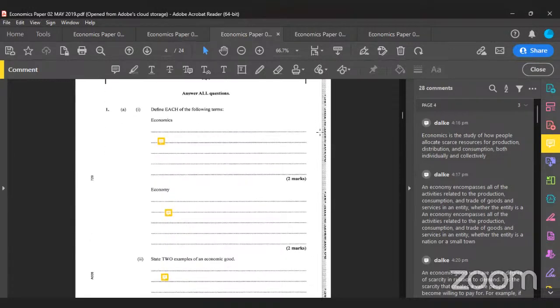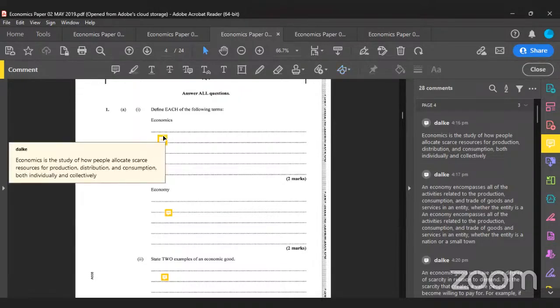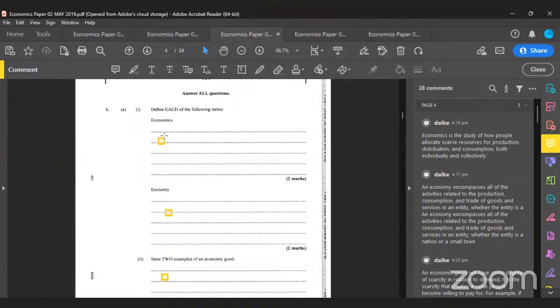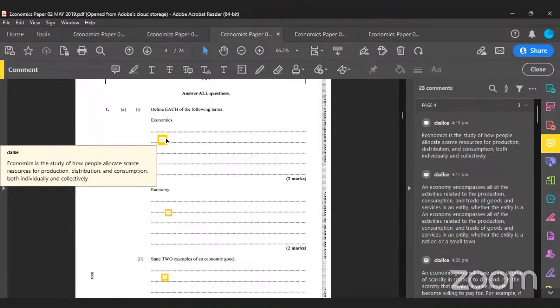And the first thing, as they typically do, they ask you to define or to list something. So they asked us to define the following terms, starting with economics. I think this is a good definition: economics is the study of how people allocate scarce resources for production, distribution, and consumption, both individually and collectively. That's a good definition for economics. You have to remember to include the word scarce, and including the words production, distribution, and consumption is also good.